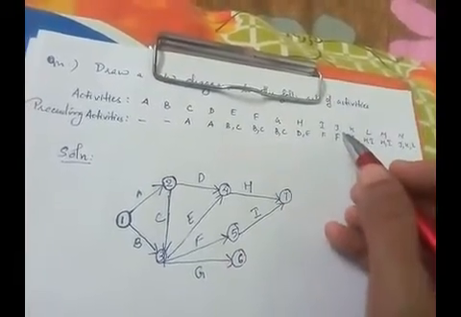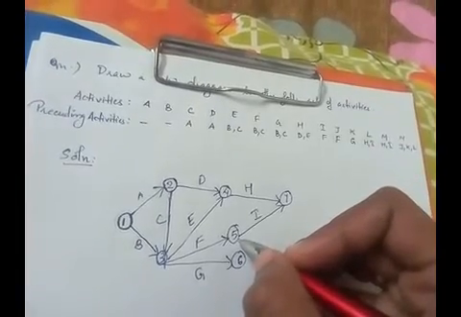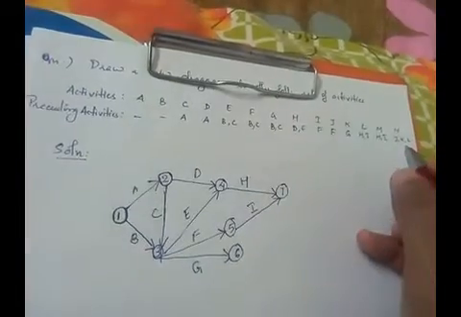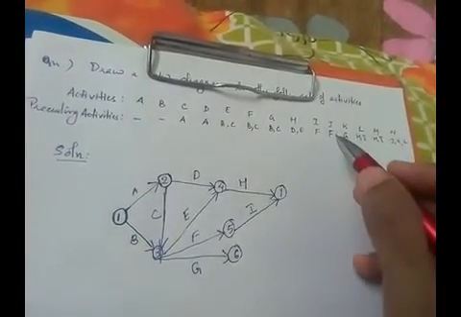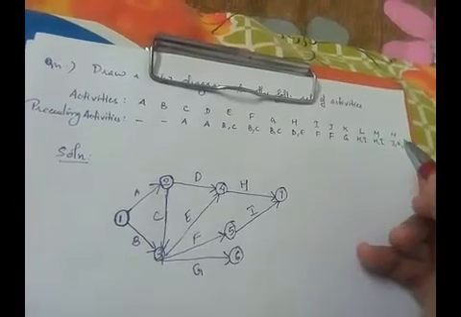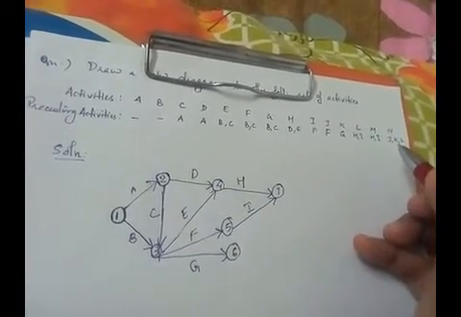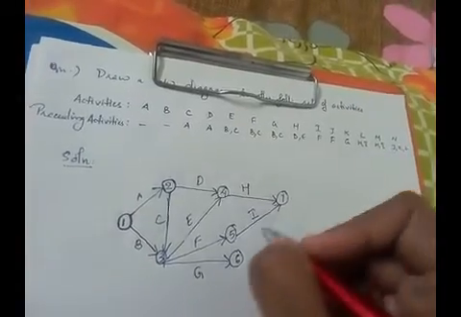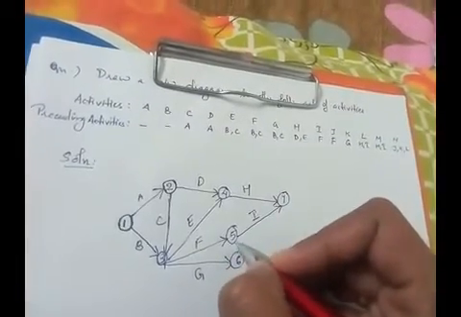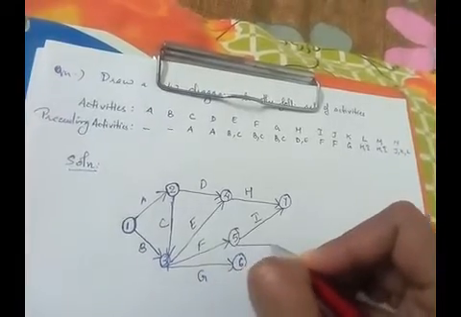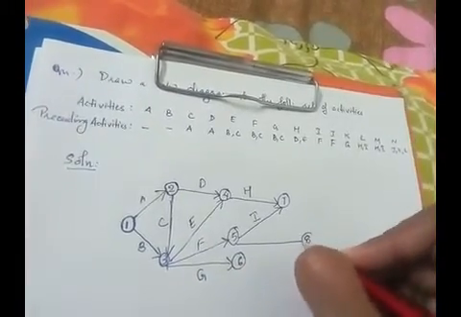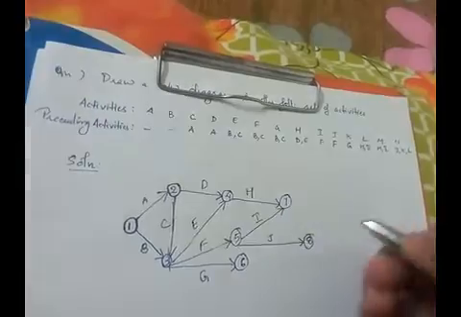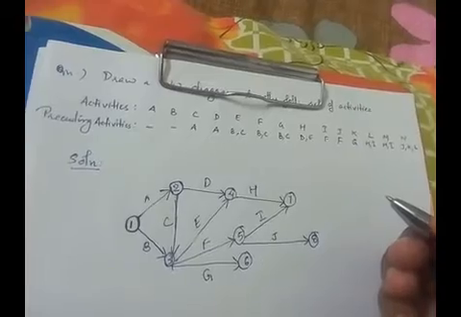Now in the case of J, J should start from the event where F ended. That means it should start from 5. But it should end at a new event since J is combined with K and L, which we haven't drawn. So it should end at a new event. So starting from 5 we will draw J and give a new label. Okay, so J will come here.